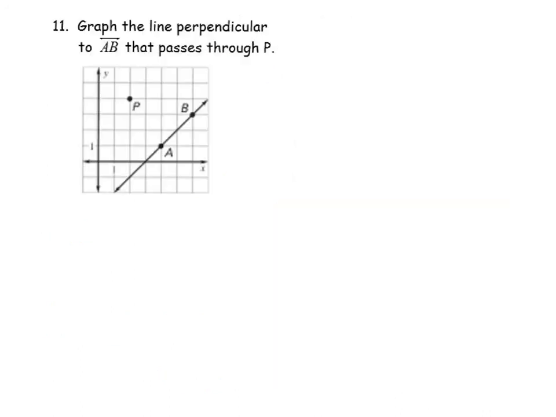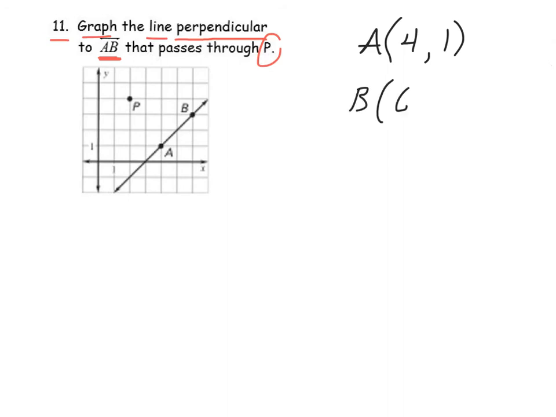Now, number 11 is very similar in that they still want us to graph a line, but now in this case it has to be perpendicular to line AB, and it's got to pass through point P. So I'm going to start off the same way I did the last problem. Let's just figure out where my coordinates are. So it looks like point A is at 4, 1. It looks like point B is at 6, 3.